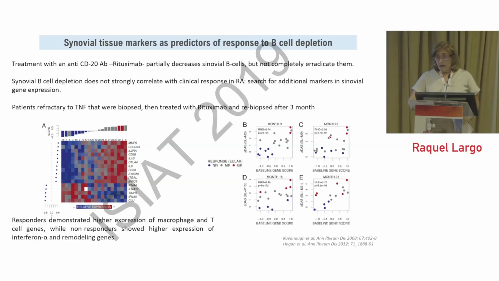Not always is the answer yes. For example, for B-cell antagonism, the treatment with rituximab only partially decreases the presence of these cells in the synovial tissue. Furthermore, the depletion of B cells does not strongly correlate with the clinical response of these patients. So the study searched for additional markers in synovial tissue for response to rituximab.